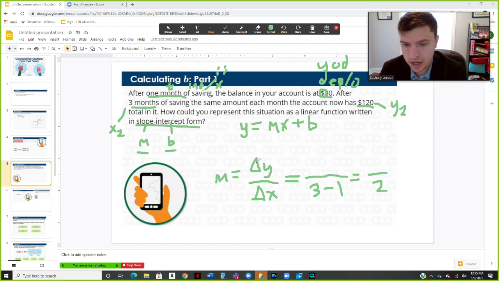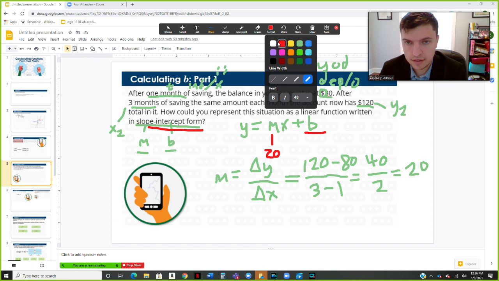So the change in y, how much did y change over that time? My y sub 2 that goes with my x sub 2 here is 120. And I will subtract 80 because that is the amount that goes with that 1 month. So I'm going to get 40. I have $40 that I've saved over the 2 months that I'm looking at here, right? So that's $20. So m equals 20. Nice. It's good to know. So 20. And now to get this in slope-intercept form, I still need to find my b.